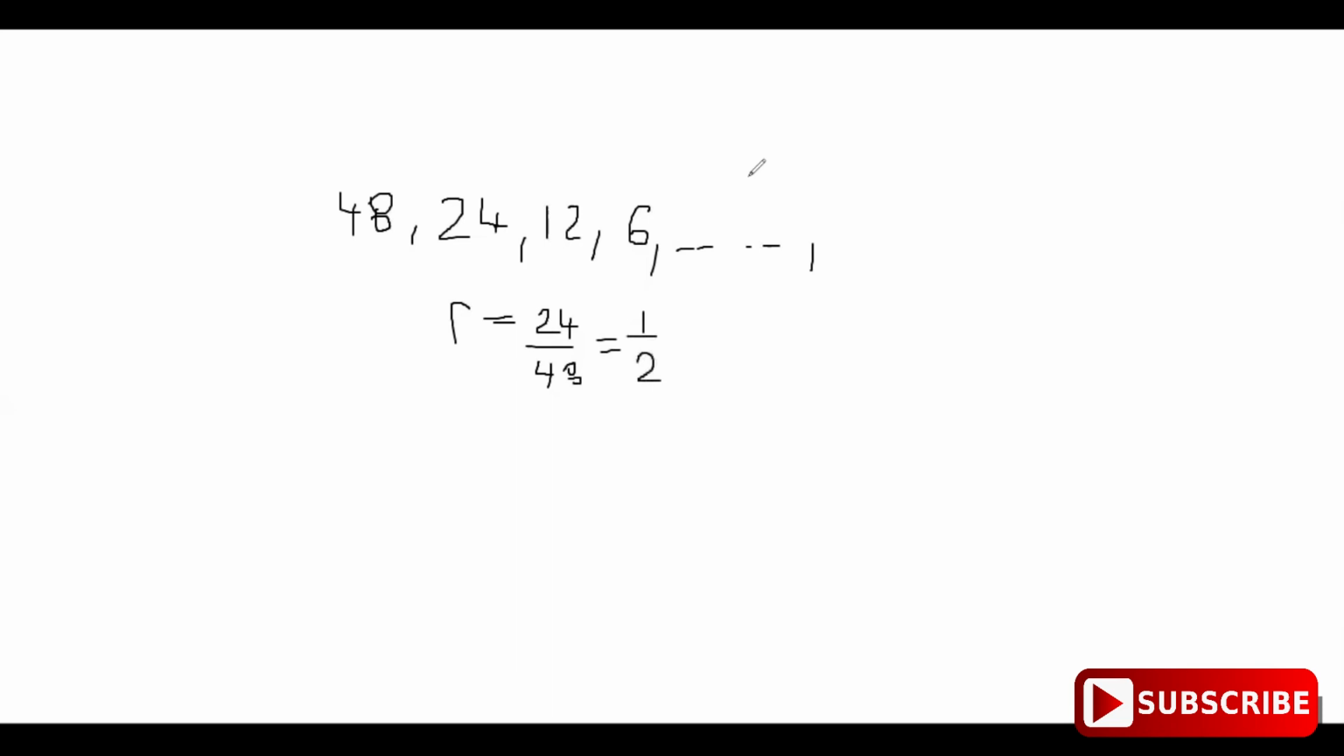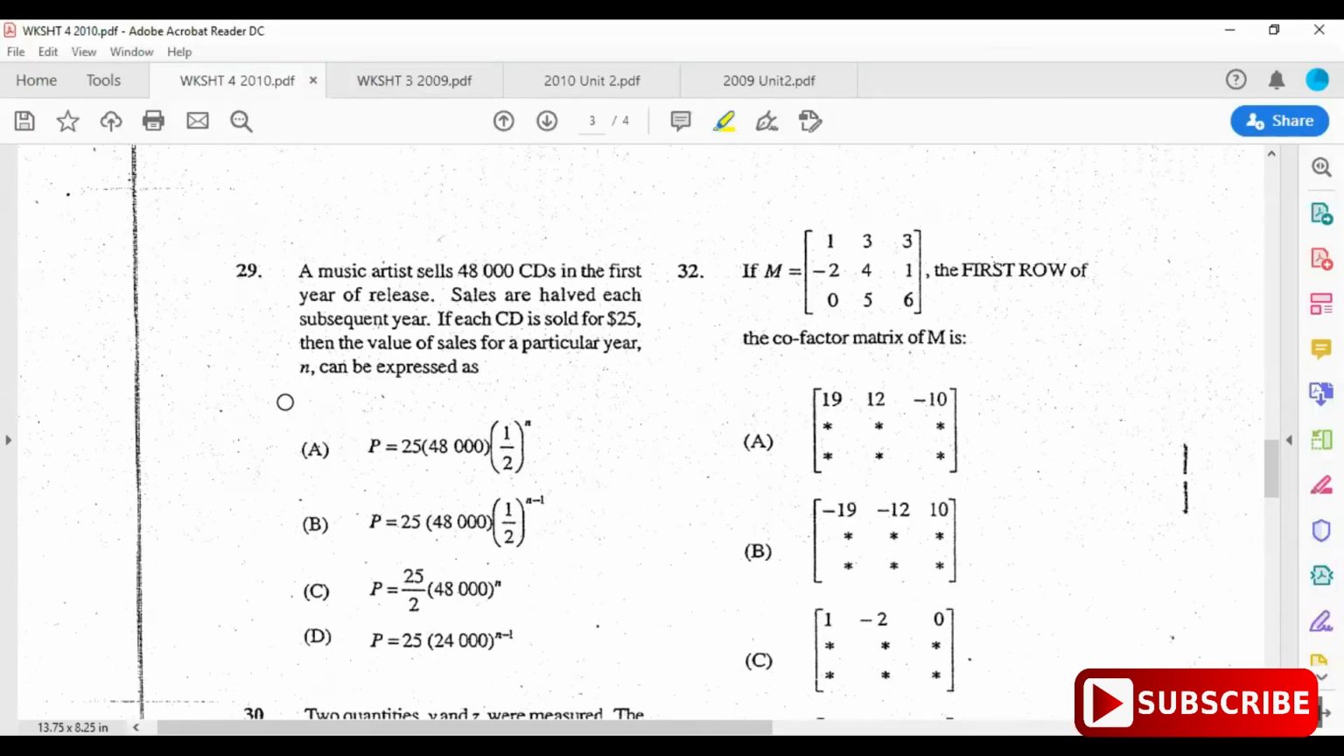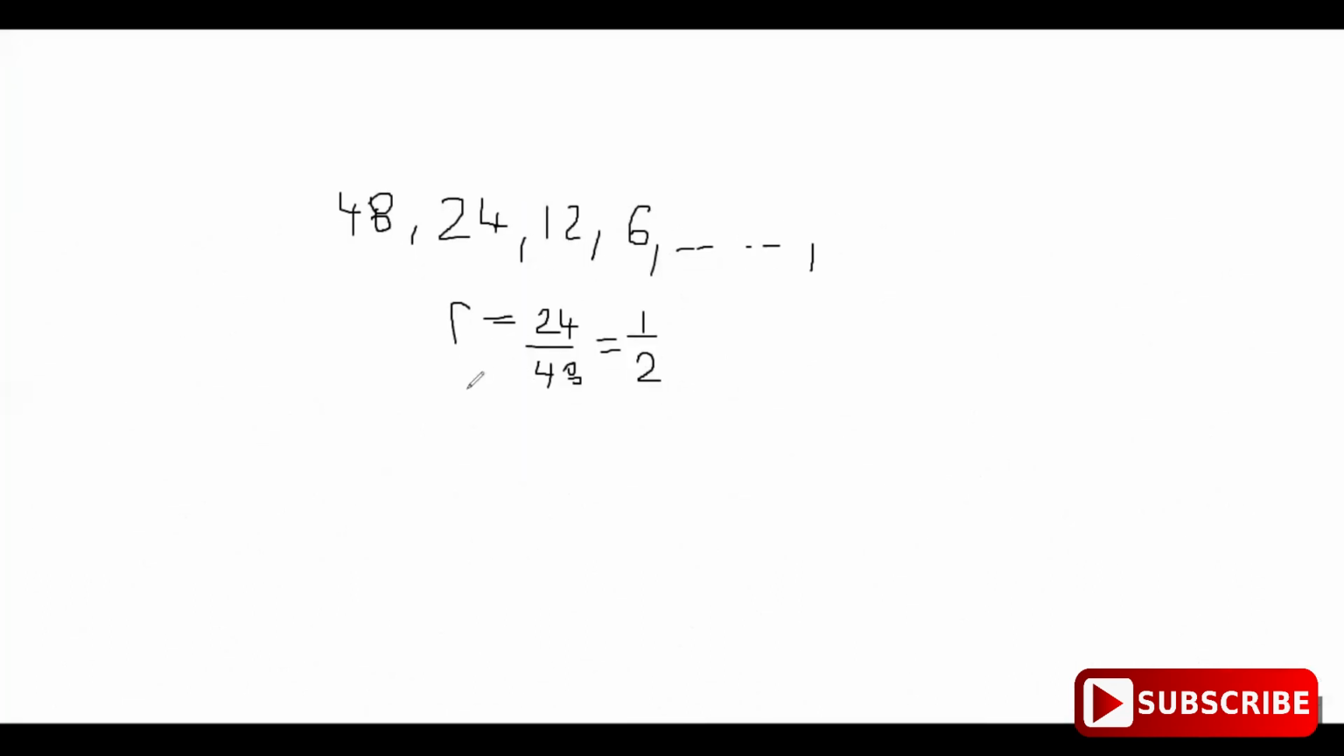All right. So let's see what they ask for now. They're asking for the value of sales for a particular year. So we can call that L. In a particular year, remember, for a geometric progression any particular term is a r to the n minus 1. So it's pretty much 48 times the common ratio of half to the n minus 1.